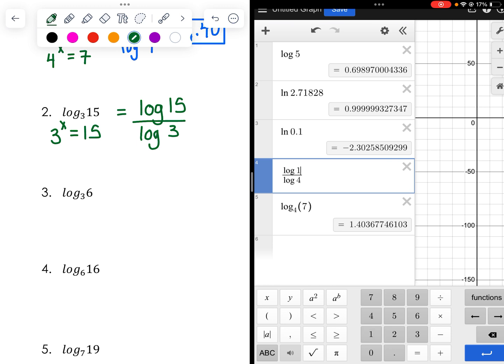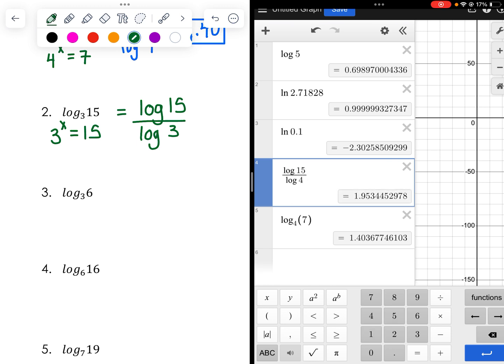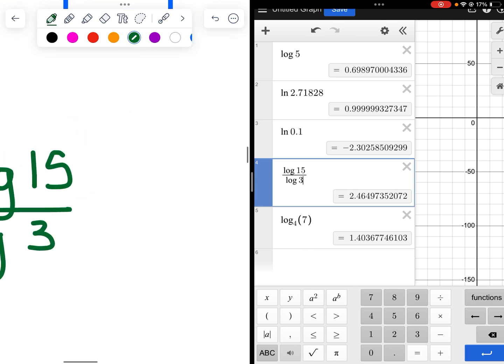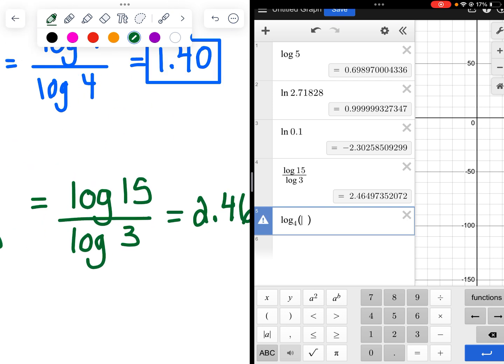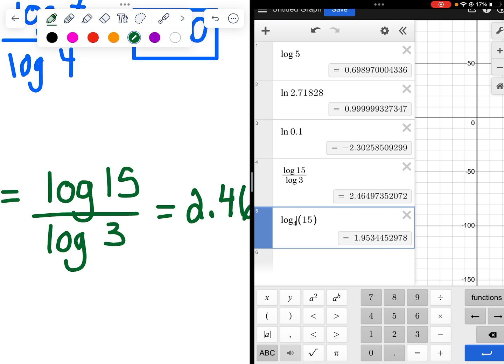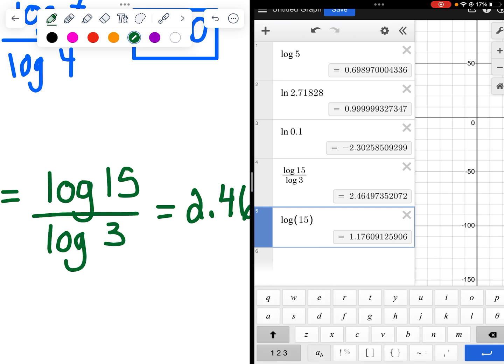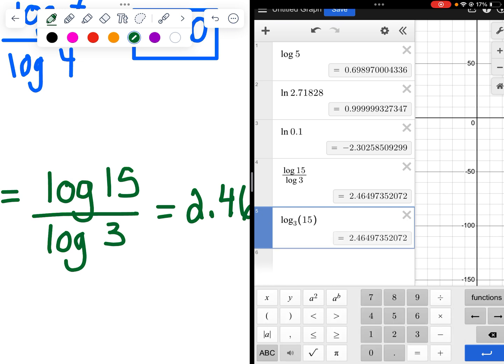So I'm going to change this to a 15 and change my 4 to a 3. So using the change of base formula, we get 2.46. Okay. If I double check with the other equation form, so this is log base 3 of 15. So there's the 15 and the 3. Well, see, that's, there we go. Will it work?